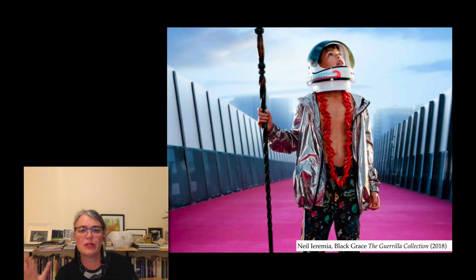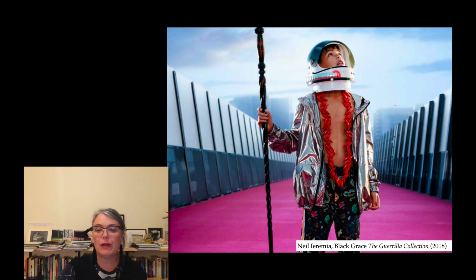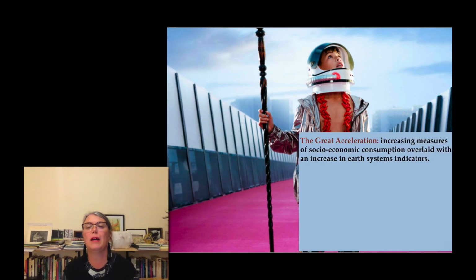Now, some of this work is also future focused, a utopian imagination of what the world might be and how it might become. Neil Eremia worked with Black Grace Dance Company and a group of students to imagine a future Pacific, a future world in which people would be or behave in a certain way. And this dance performance pulled together these five frames that I've been talking about, helping us to think about what it means to exist and live inside this time of the great acceleration, this time of increasing measures of socioeconomic consumption, and the way that this is overlaid with Earth systems.